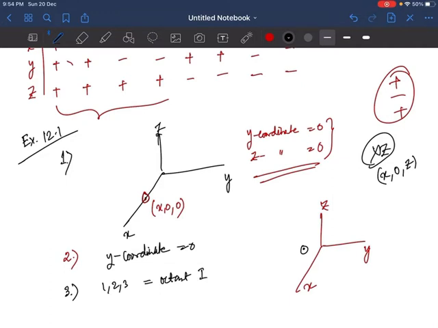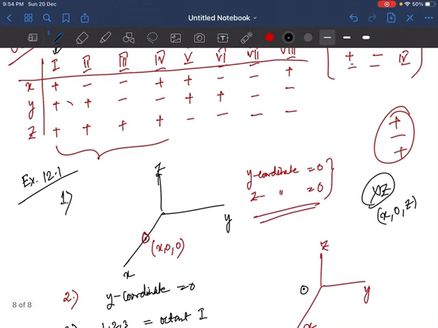Now the remaining ones, please do them as homework. Let me do the last one. 2, minus 4, minus 7. Now X is positive, Y is negative, Z is negative.